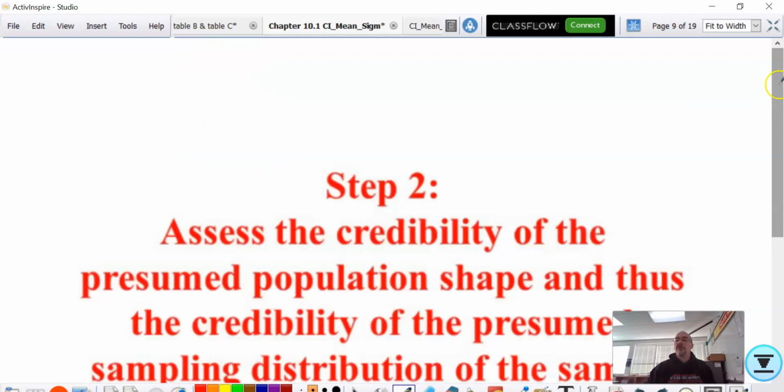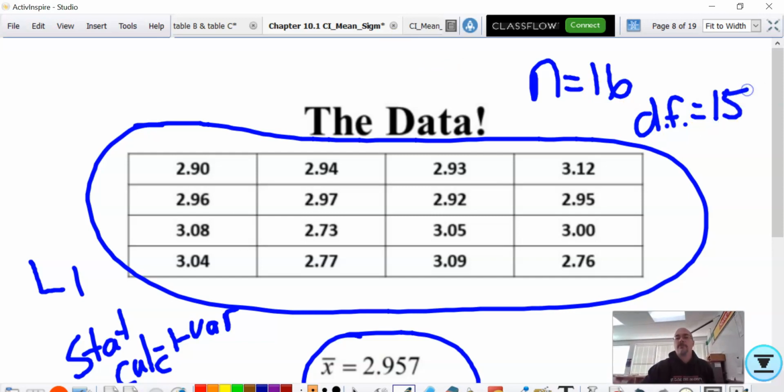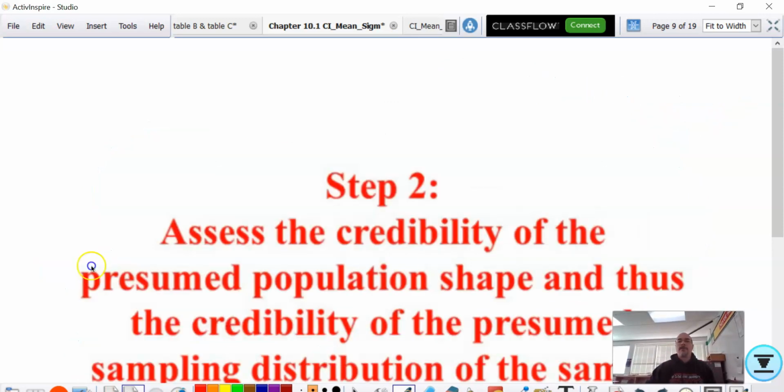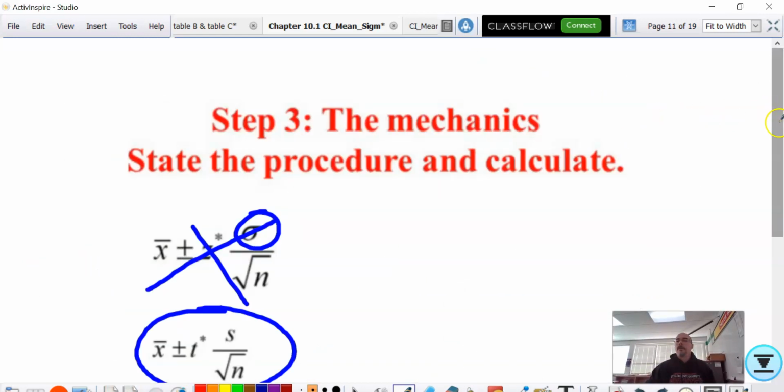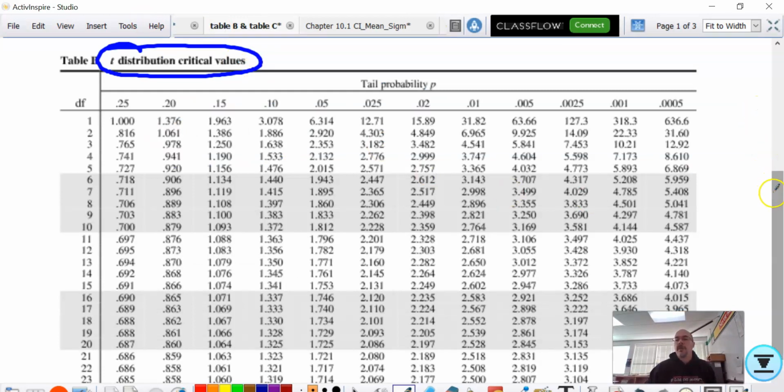So our sample size is 1, 2, 3, 4, 5, 6, 7, 8, 9, 10, 11, 12, 13, 14, 15, 16. So that's our sample size, right? So our degrees of freedom is 15. All right, so let me go back. Now, you'll notice that our t star is right here, 2.131. Okay, just to make sure that we see this clearly.